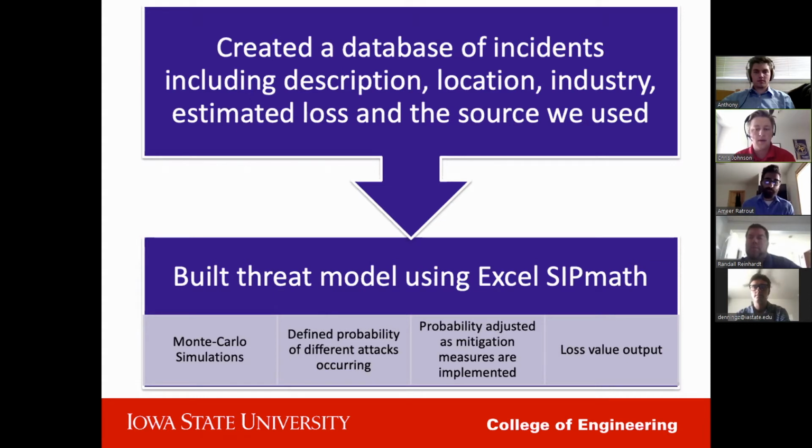using Excel SITMath. We would use the historical database to create a Monte Carlo simulation in which it would output a simulated cost of a certain attack happening, as well as using the probabilities of what we had found in the database to see really how probabilistic it was for something to happen. We would also use different mitigation strategies as a way to simulate what would happen if that were to be implemented at the company, and then be able to show how that would affect the average and the variance of expected loss over a certain amount of time.